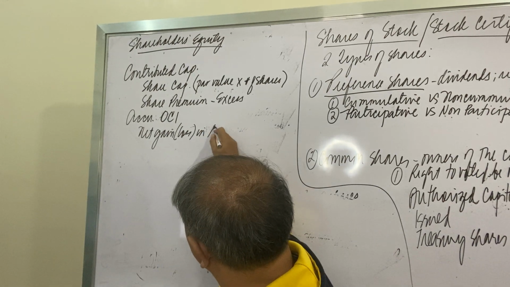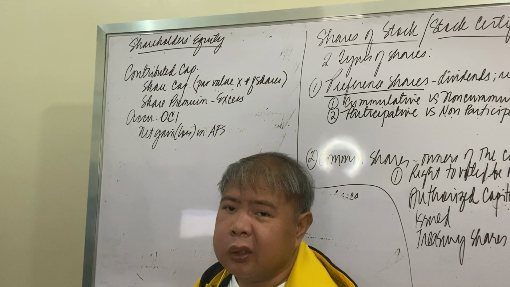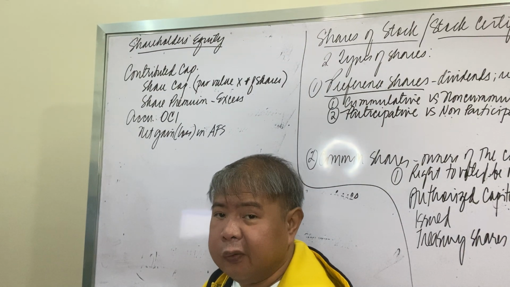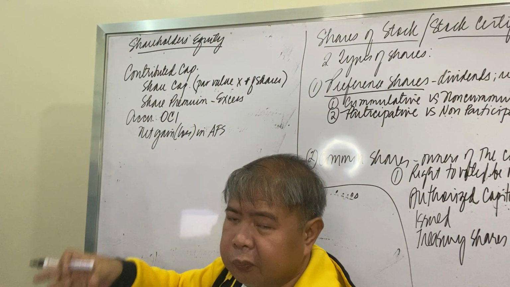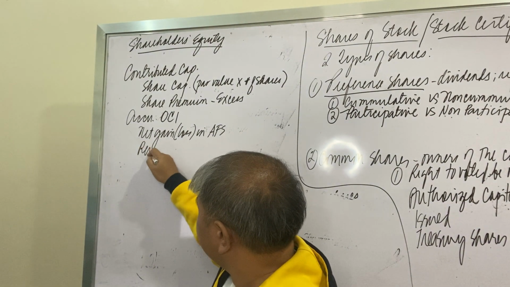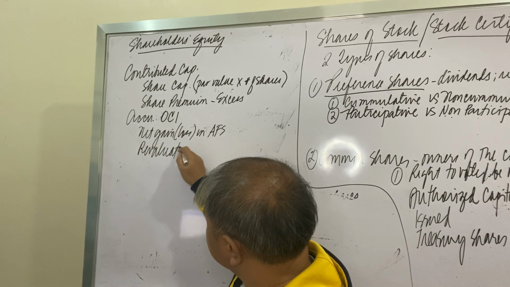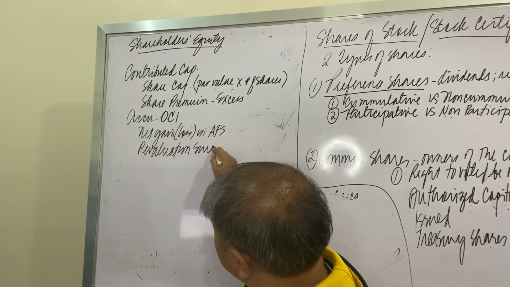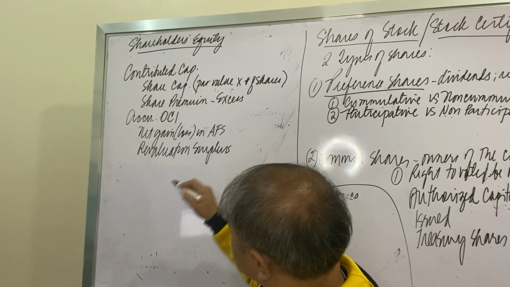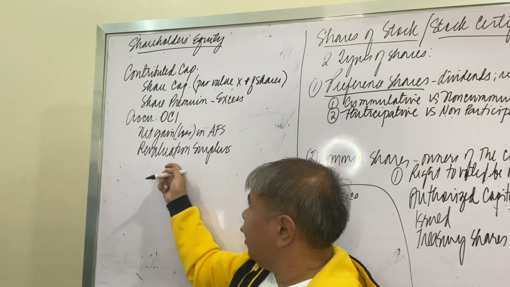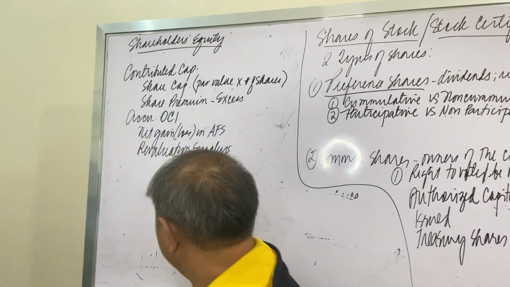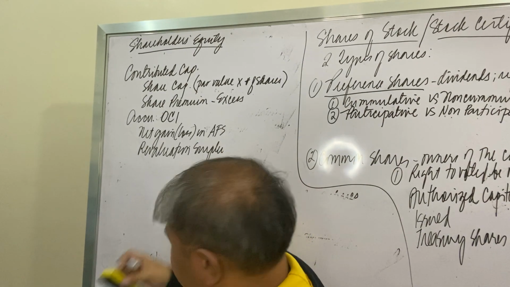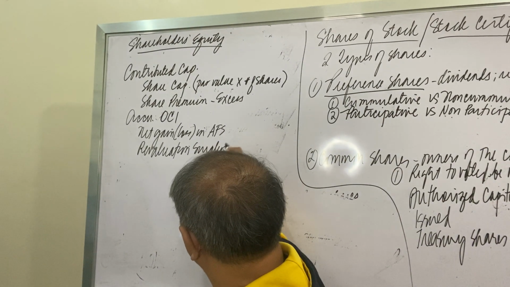In AFS, this is with regard to the increase or decrease in the market value of the AFS. Now, what else? In property and equipment, we also have what we call the revaluation surplus. In your other advanced accounting subjects, you will encounter some other items that are included in the accumulated OCI. But for now, I'd just like to deal with these two.